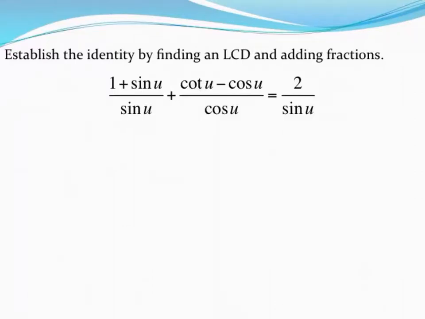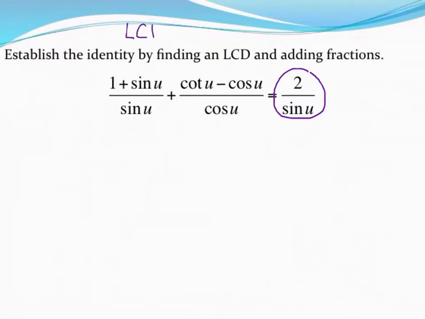When you're trying to establish a trig identity that has two fractions in it, often a good idea is to find a least common denominator and add those two fractions together. So that's in fact what we're going to do in this example. This side of the trig identity is going to be the goal. I'm not going to mess with that side. I'm going to try to rearrange the other side to end up with that. So I'm not going to mess with the 2 over sine of u. So let's try to find our LCD and add these fractions together.